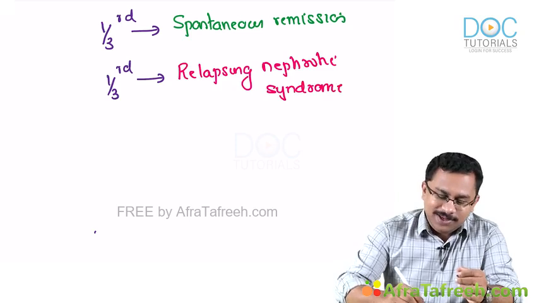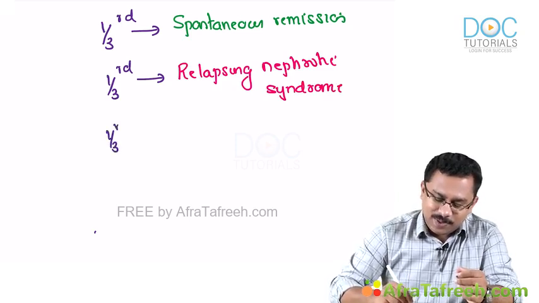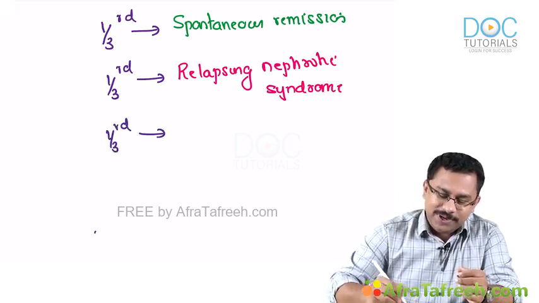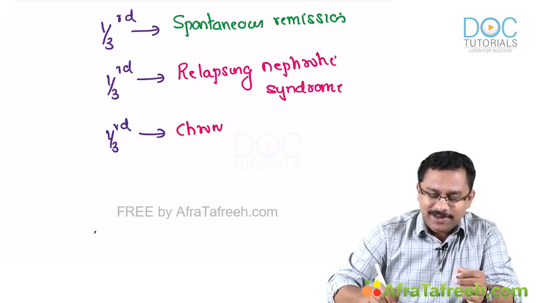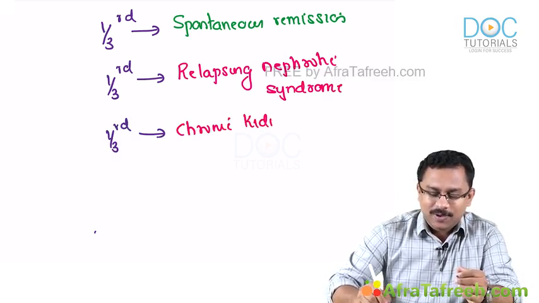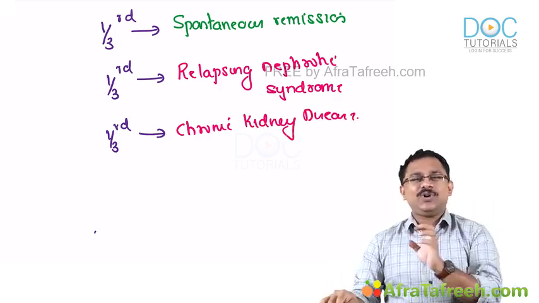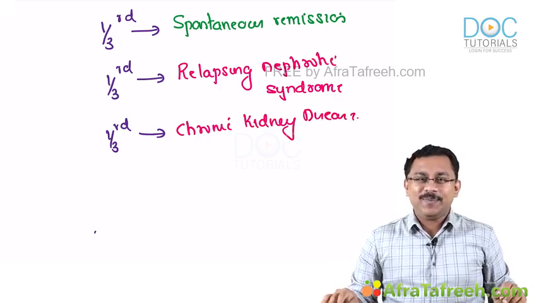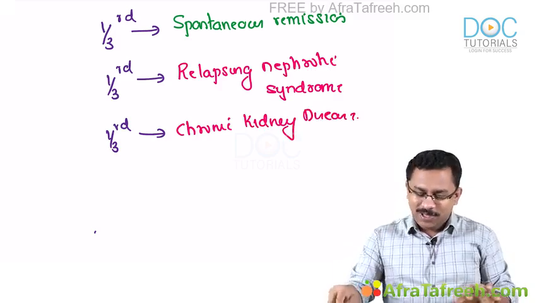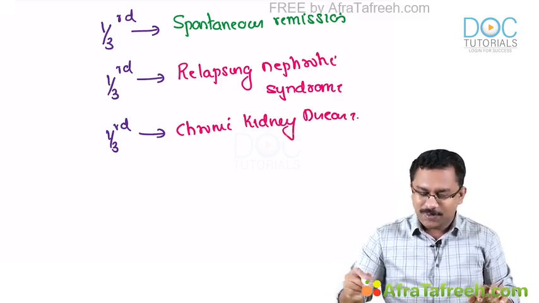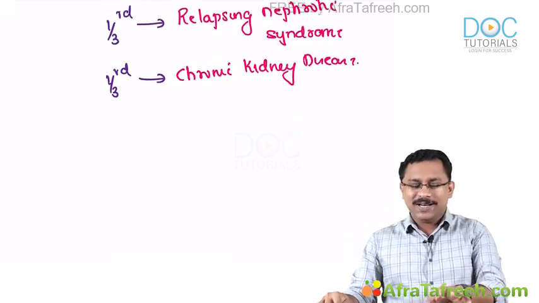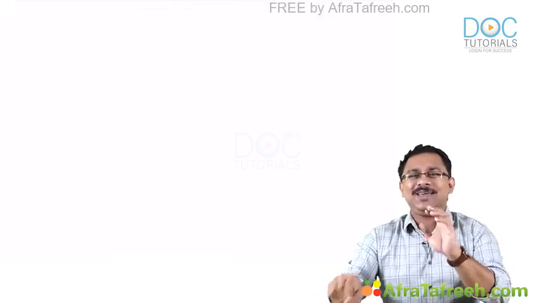And another one-third of cases will progress to develop chronic kidney disease. That is the natural course of membranous nephropathy, so you have got to keep that point in mind. All right, so the clinical presentation is also very clear to you.